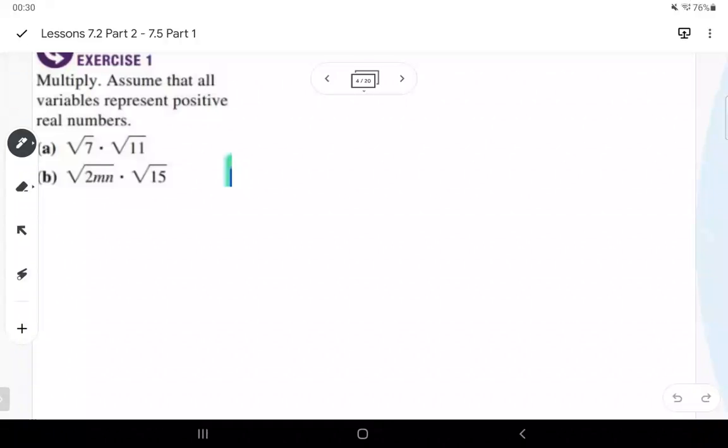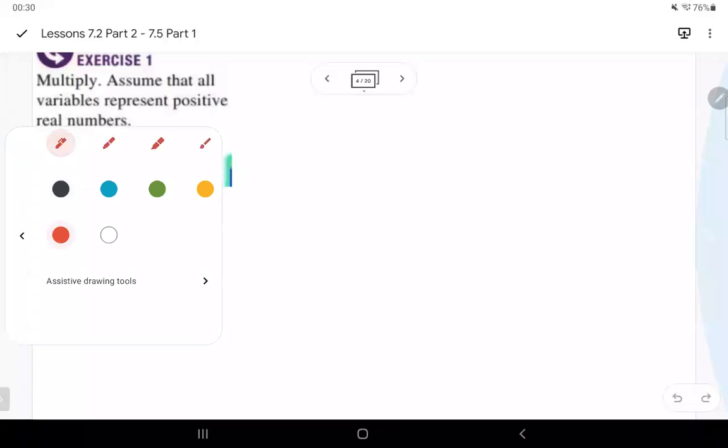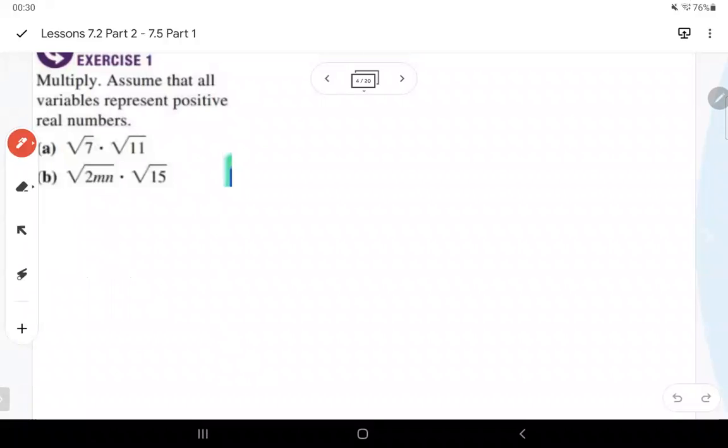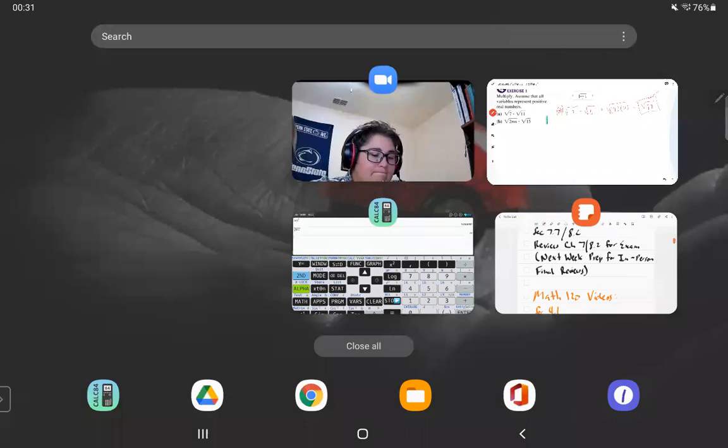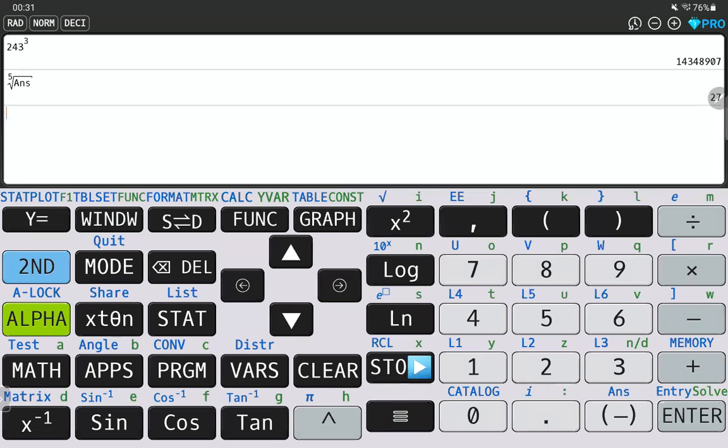Okay, so for how we work these problems, we need to check that the indexes are the same. In this case, we have 2 square roots, so we have the same indexes, both being a 2. So we're just going to take the square root of 7 times 11, and we would get the square root of 77. We can prove this to ourselves by using the calculator.